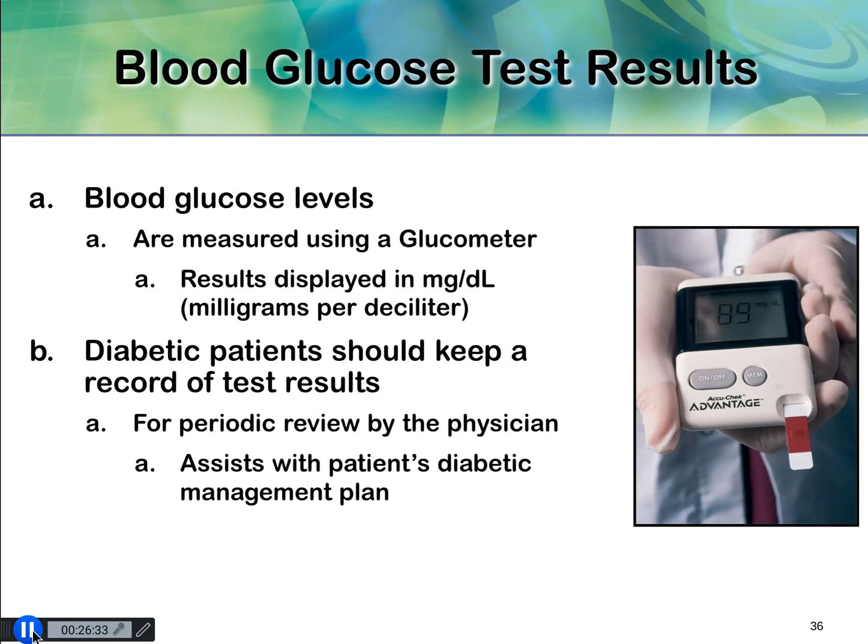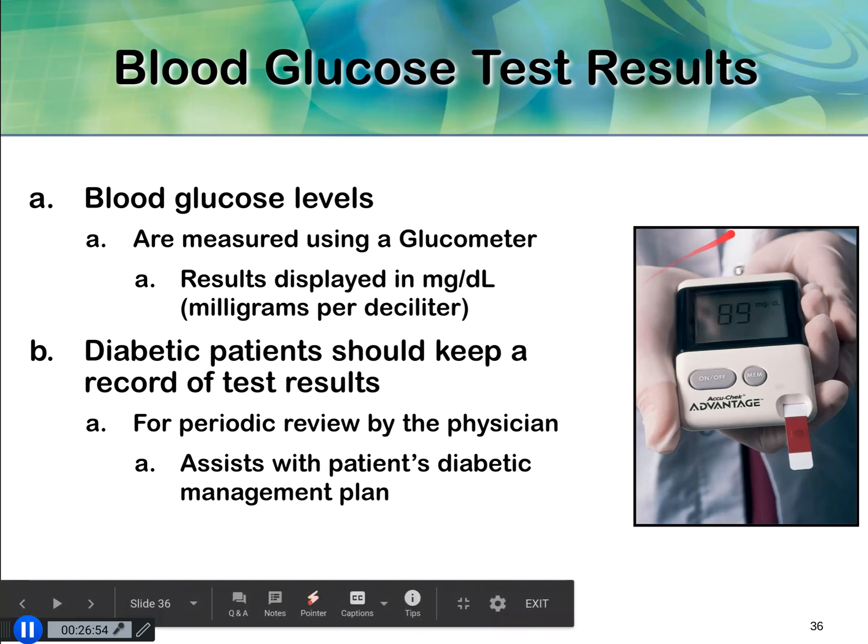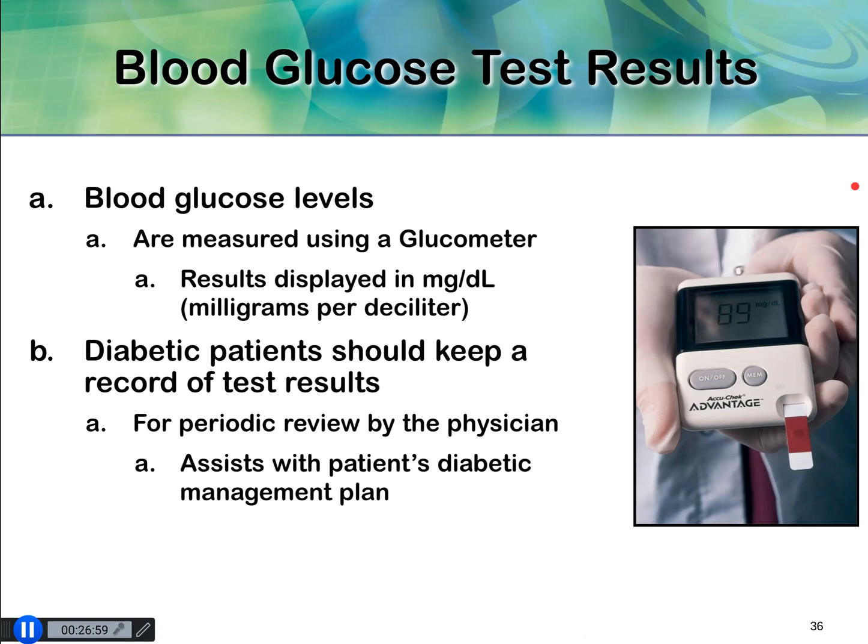So again, home blood glucose levels are measured using a glucometer, and the results are displayed in milligrams per deciliter. And diabetic patients should keep a record of their test results, just so that their provider can review it periodically, and it helps assist them with their management plan, especially if they are self-administering insulin. That's usually based off of their home glucometer test results.